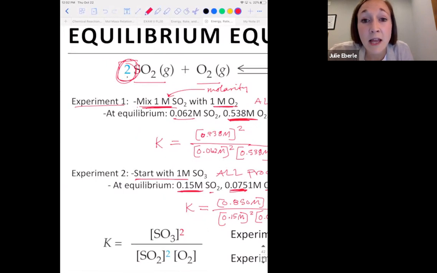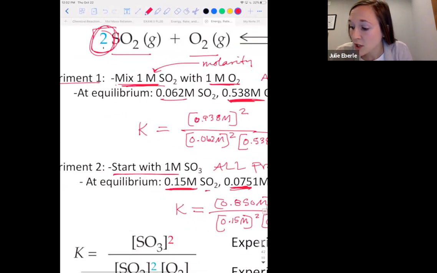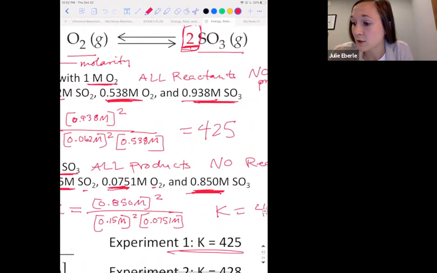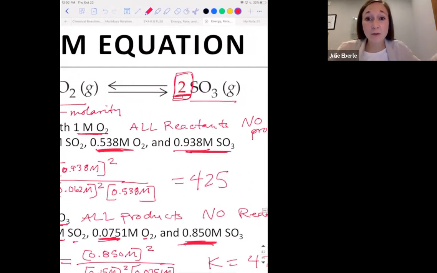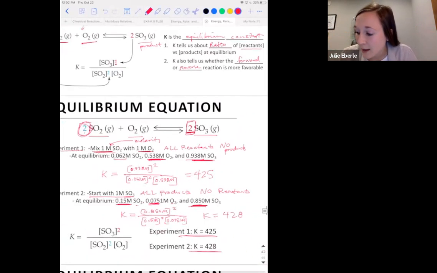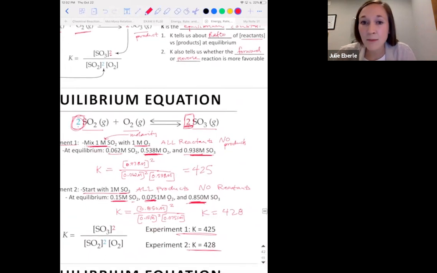And then we're going to do a reaction from the opposite direction. We're going to start with just SO3, which is a product in this reaction, right? SO3 is over here on the product side. So essentially, we're doing the reaction from two different directions, if that makes sense. And what we find is that even when we approach the same reaction from two different directions, we end up with the same equilibrium constant.